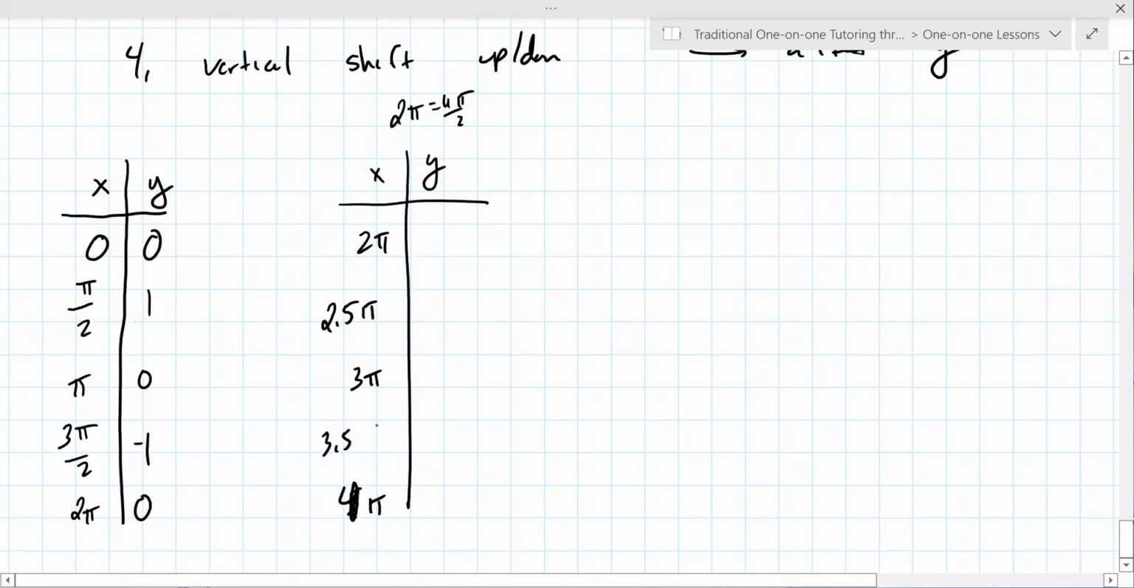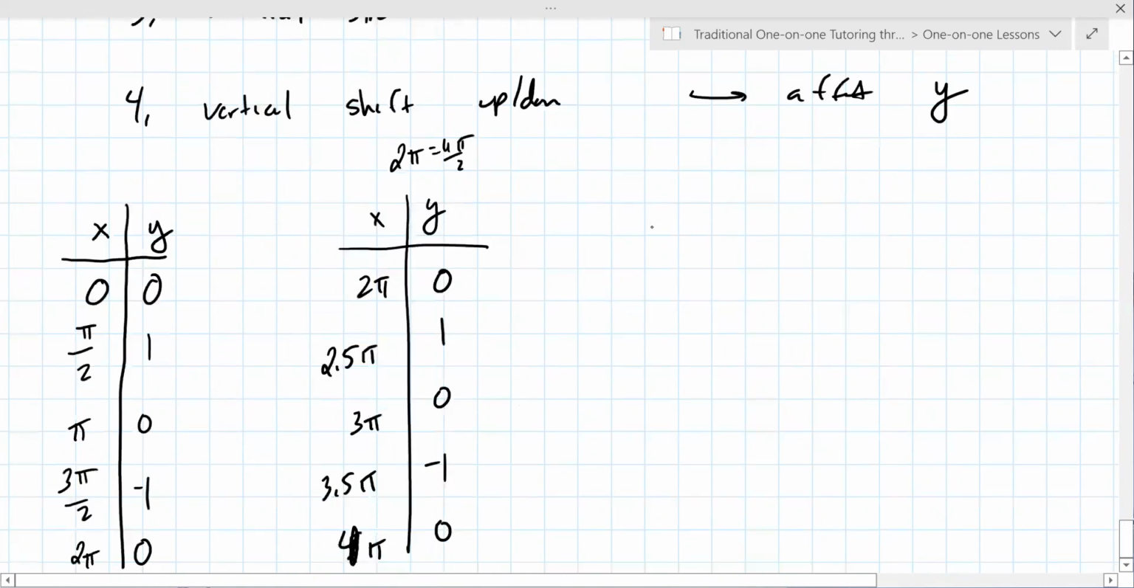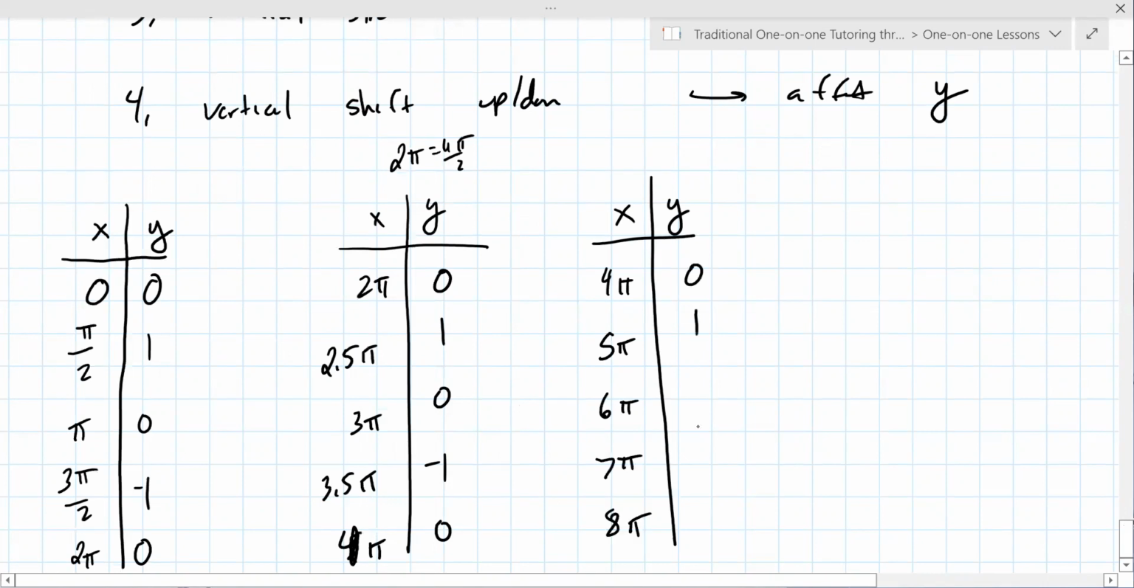Now, some instructors are okay with this. I don't really have an opinion. It really matters if you can graph it, but the table's good. This does not affect the y, so you just leave it. So that's number one, the phase shift. The horizontal stretch, and that's why you have to do this 1 over 1/2, because you're literally multiplying all of your x values by 2. So that's 4 pi, 5 pi, 6 pi, 7 pi, 8 pi, and then the y's are unchanged.